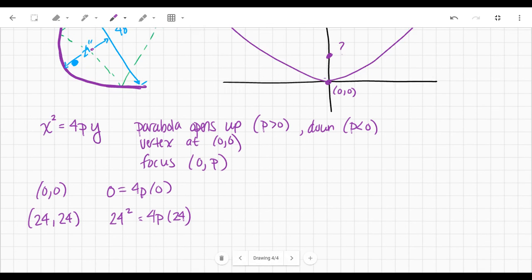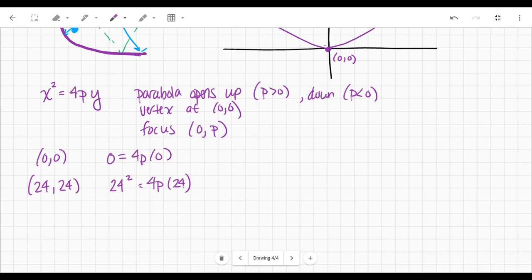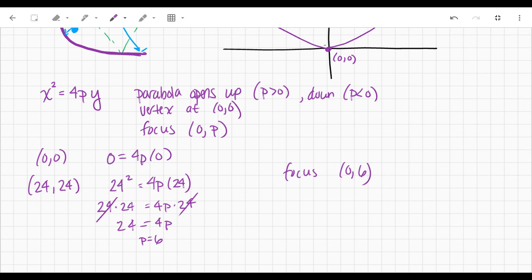and then I'll have 24 squared equals 4p times 24. Even this, you might be like, I don't know what 24 squared is. You don't need to, because if we're doing 24 times 24 equals 4p times 24, get rid of one of those 24s. So 24 is 4p, so p is 6. Our focus would be at 0, 6, or it's 6 inches above the vertex there.